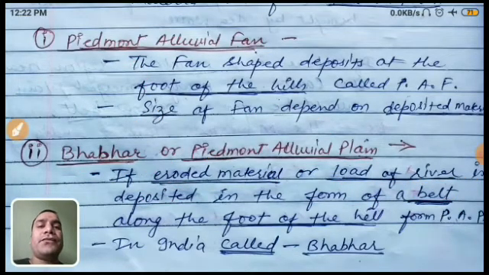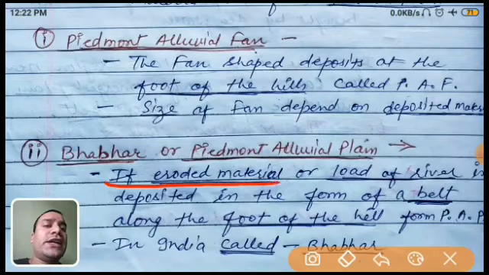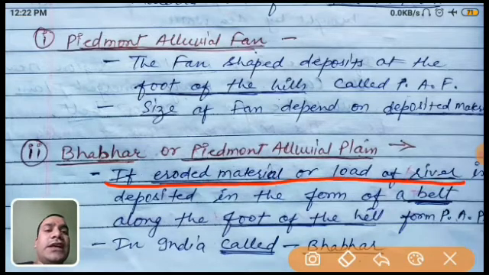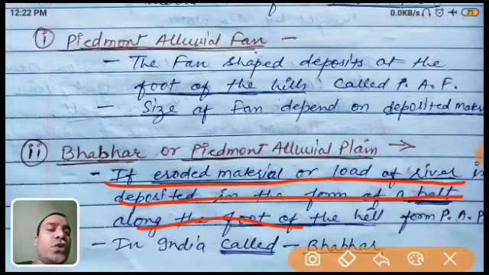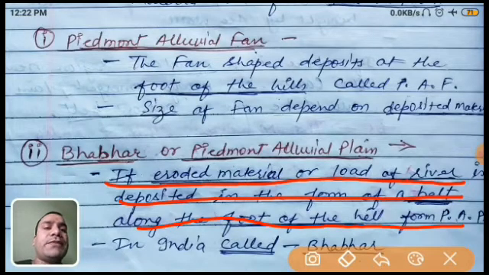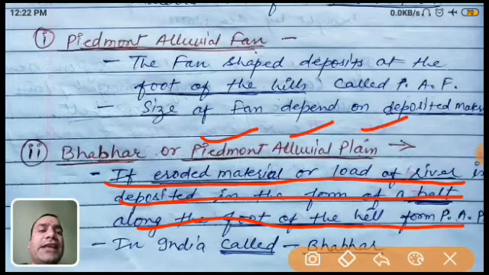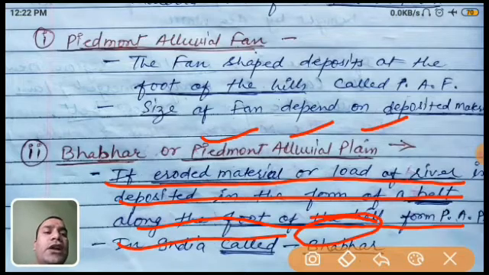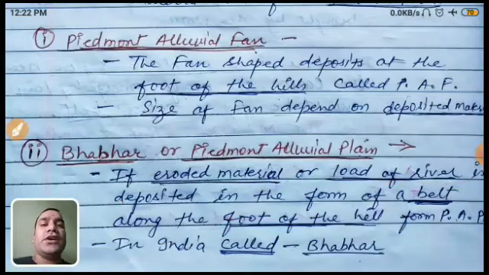Now see, if eroded material or the load of river is deposited in the form of a belt along the foot of the hills, it forms a PAP, it means Piedmont alluvial plain. In India it is called Bhabar. What is it called? Bhabar. I hope you also understand this.